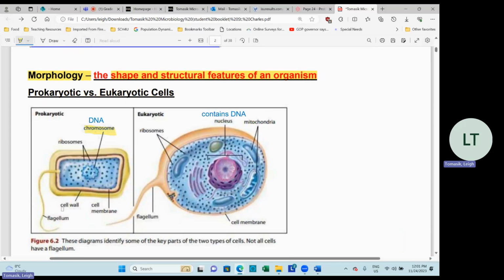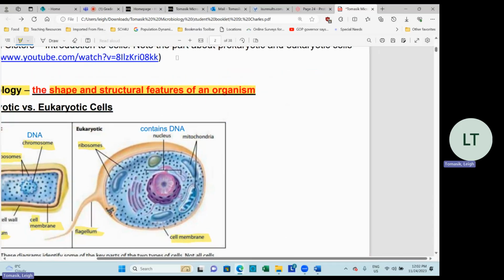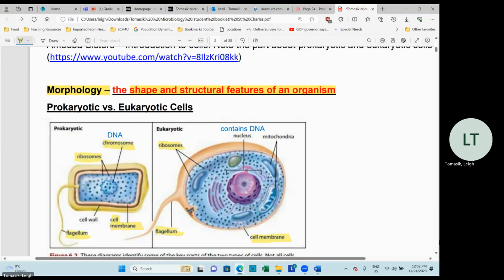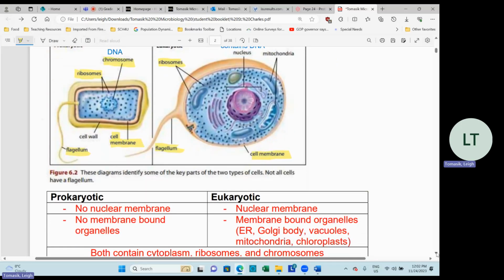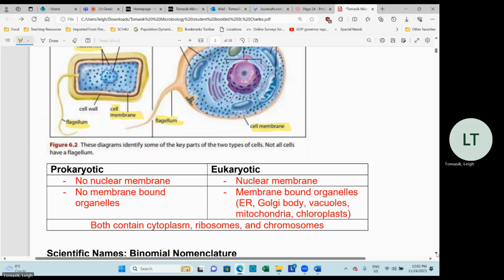Both prokaryotes and eukaryotes have a cell membrane. They have ribosomes. They both have cytoplasm. They can both have organelles like flagella that help them to move. But prokaryotic cells do not have membrane-bound organelles. Okay, so you don't see, for example, a Golgi body on the prokaryote side.